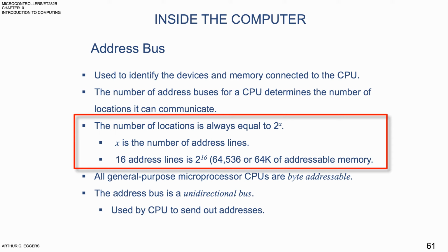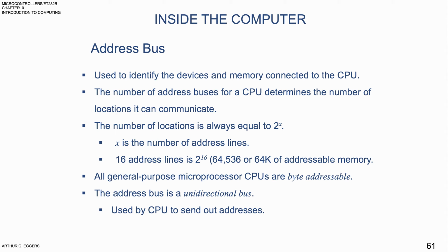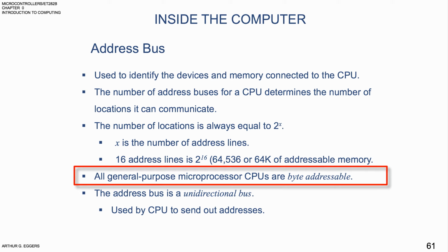For example, a CPU with 16 address lines can provide a total of 65,536, or 2 to the 16th, or 64K of addressable memory. Each location can have a maximum of 1 byte of data. This is because all general purpose microprocessor CPUs are what are called byte addressable.